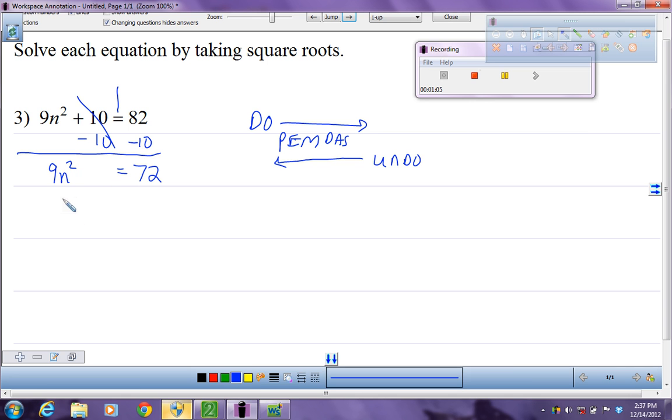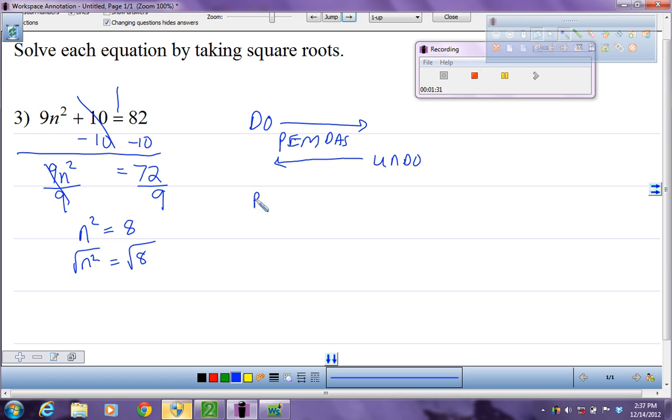Now as far as the 9n squared, now I can get rid of the multiplying and dividing, so I'm going to divide by 9. That way I can get rid of those. And now I got to get rid of that square. So how do I do that? Well, you're going to do the inverse of square, and the inverse of square is square root.